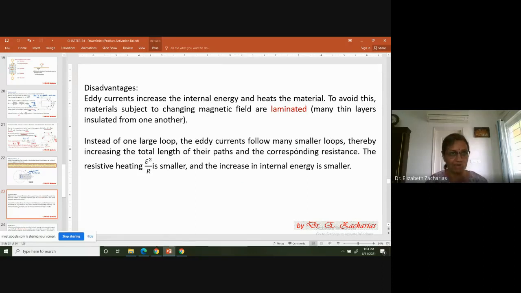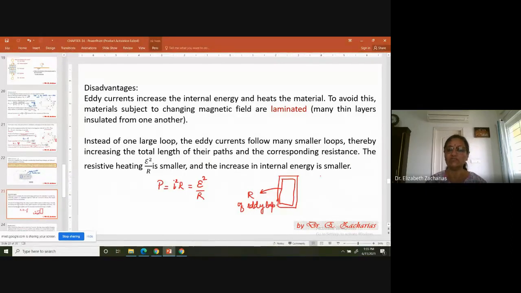Let's say this is a piece. If it was not laminated, the eddy current loop would have been like this. And there is another expression for power loss. One is I squared R, which we saw. The other one is EMF squared by R. This comes from Ohm's law, V by I is R after all. So what will R be here? R will be the resistance of the eddy loop.